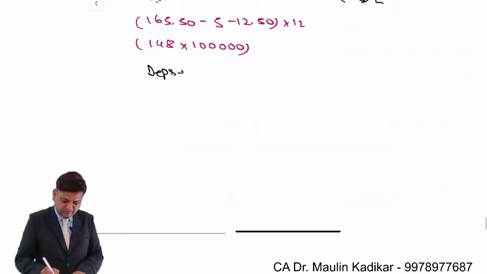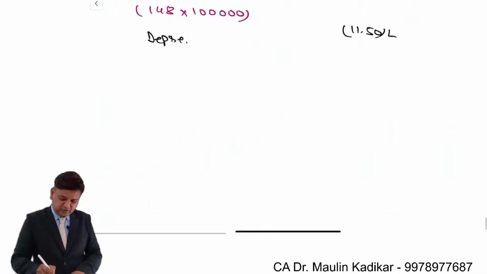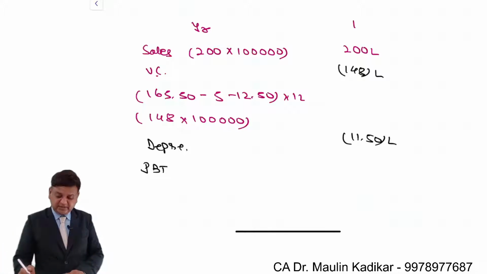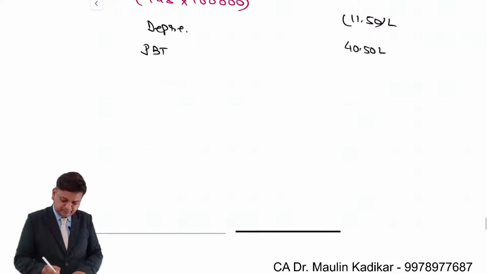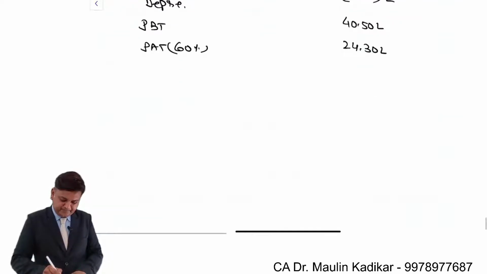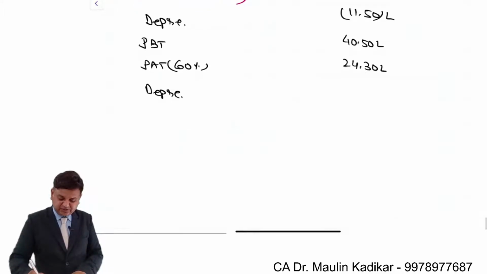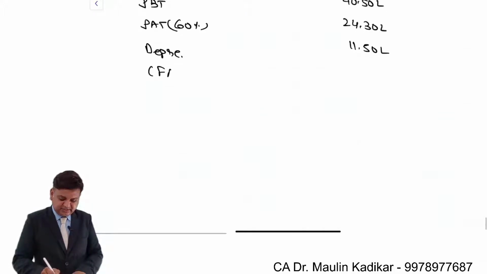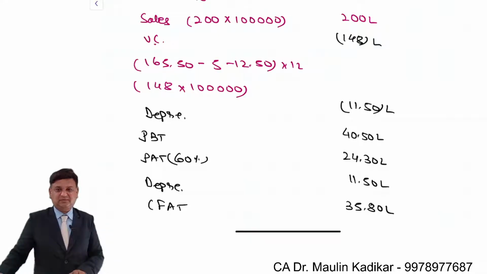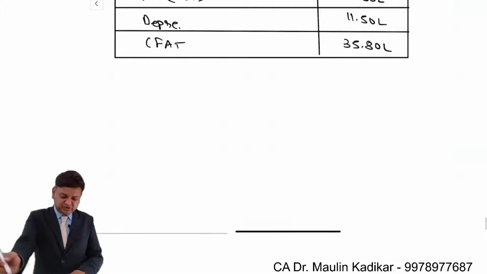Next is depreciation. It is 11,50,000. Both the expenses will be deducted from the revenue to find PBT. So the profit before taxes is 40,50,000. Profit after taxes, income tax rate is only 40%, 24,30,000. Add back depreciation. Why? Because it is a non-cash item. Based on that, the cash flow after taxes will be calculated, 35,80,000. Then it would be discounted in step number 5 for NPV calculation. So this is the recurring cash flow.